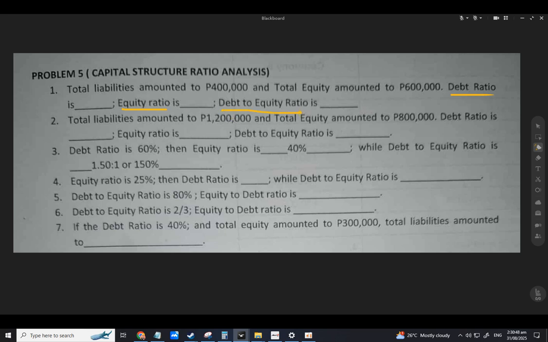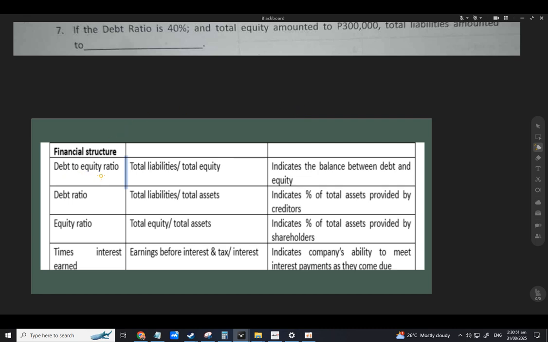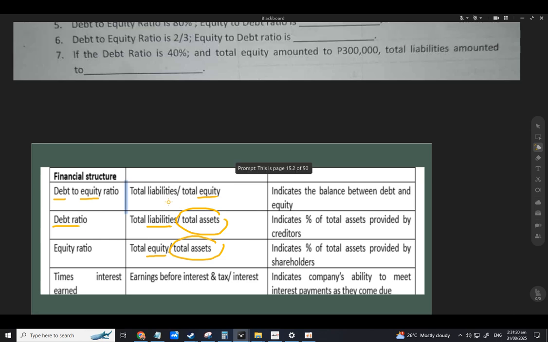So let's check the formula first. Debt to equity ratio is total liabilities over total equity. Our clue: debt is liabilities, utang, and equity is equity. For the debt ratio, when there is no "to", the denominator is always total assets. Same with the equity ratio, the denominator is total assets. The numerator for the equity ratio is equity, and for the debt ratio it is liabilities. Okay? So how do we solve this?